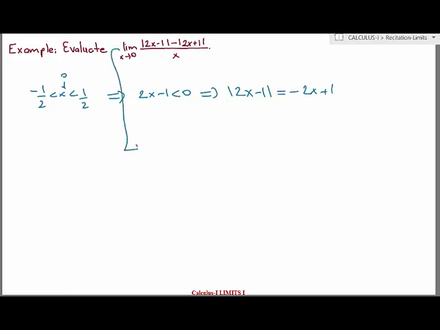Let's go back to the limit. Limit when x tends to 0. Instead of absolute 2x minus 1, we have minus 2x plus 1. And since when x tends to 0, inside of second absolute value function is positive, we have minus 2x minus 1 over x. Let's substitute this limit.